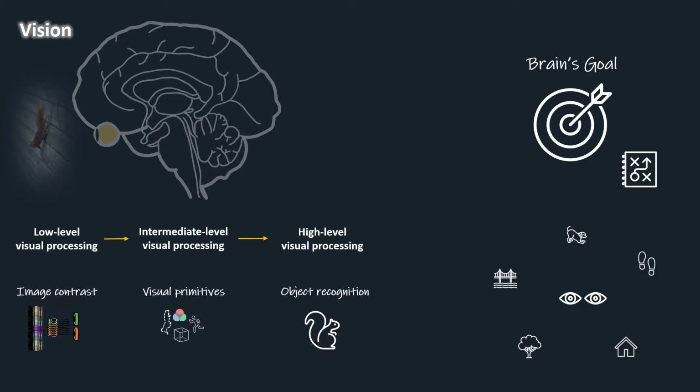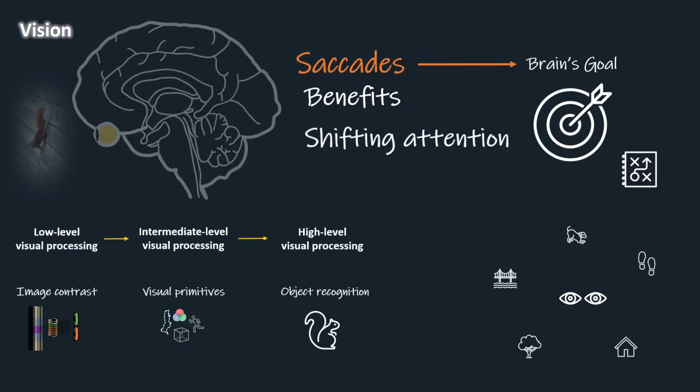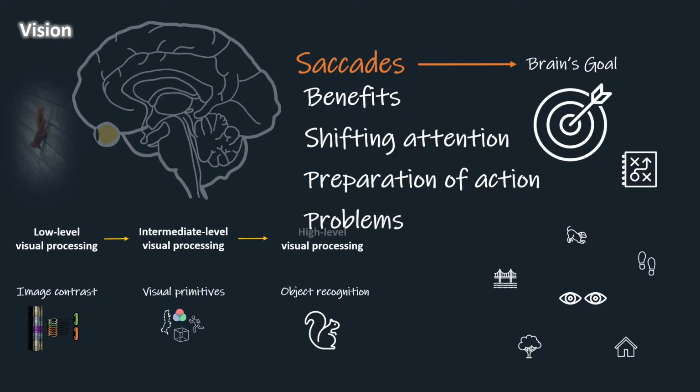In this video, we consider how saccades support that goal. We first consider the essential benefit that saccades provide, shifting attention in the visual field and assisting with preparation to grab an object. We then consider the brain mechanism that solves major problems created by saccades: the fact that the retinal image is suddenly displaced with every saccade.